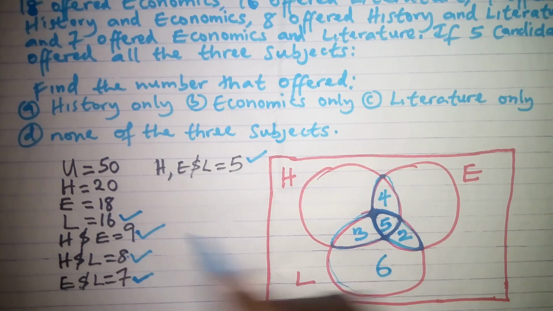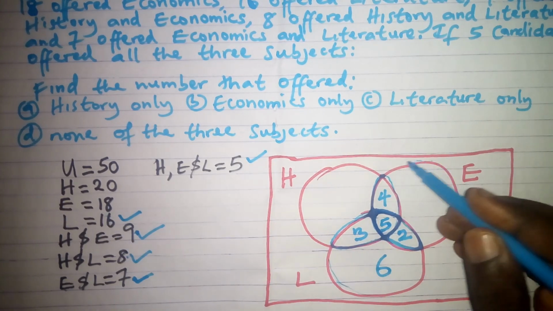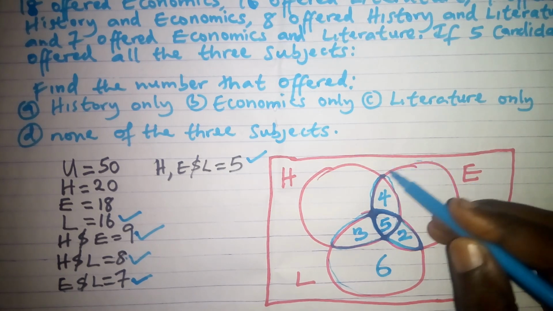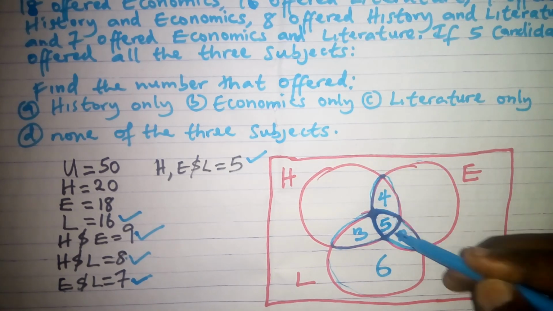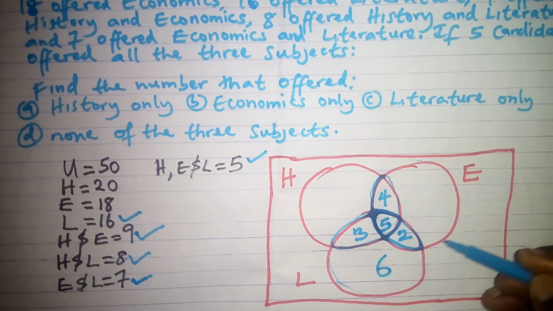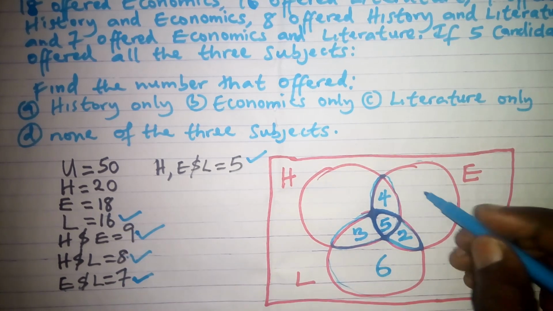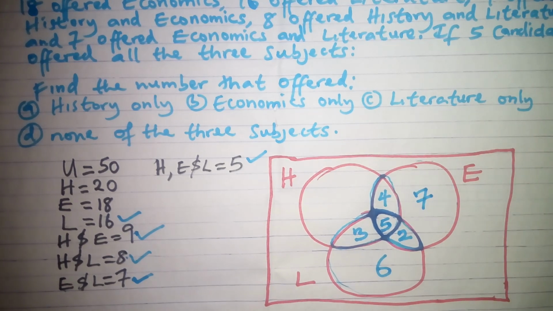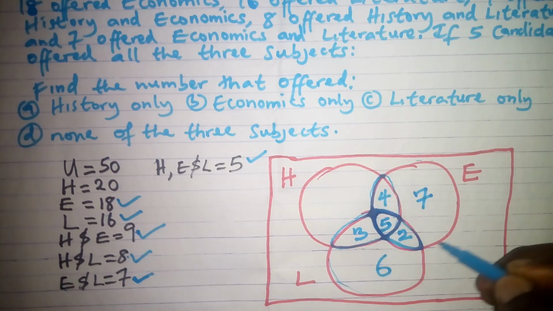So that's correct. Then for economics, economics is 18. This is the whole of economics here. It should be 18, and I already have some numbers inside. I have 4 plus 5, 9, 9 plus 2, I already have 11, and it should be 18. So I'll just add 7 to make it 18. So this is done. Everything here is now 18.